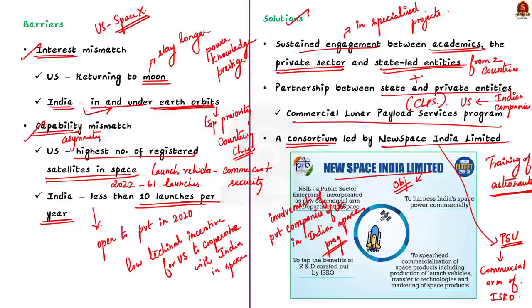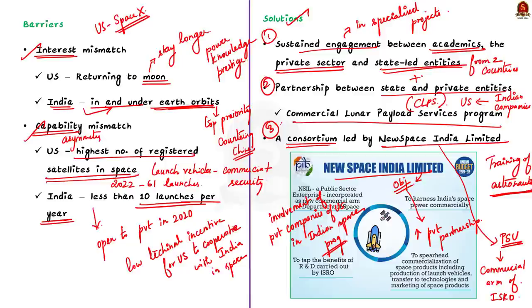First one is sustained engagement between academics, private sector and state-led entities in specialized projects. Second one is partnership between state and private entities. And the third one is forming a consortium led by the New Space India Limited. This is to increase the involvement of private companies in the US in the Indian space program.